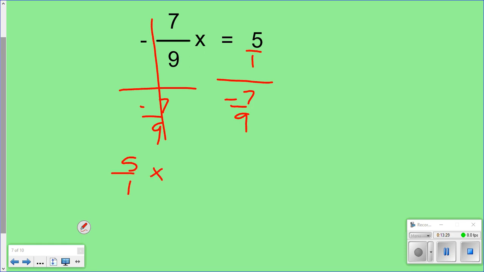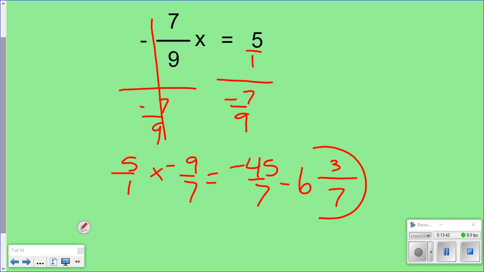So then you flipped already. That's fine. And you probably got negative 45 over 7. Yep. And then make it into a mixed number. 6 and 3/7. And negative 6 and 3/7. Good job. Good job.